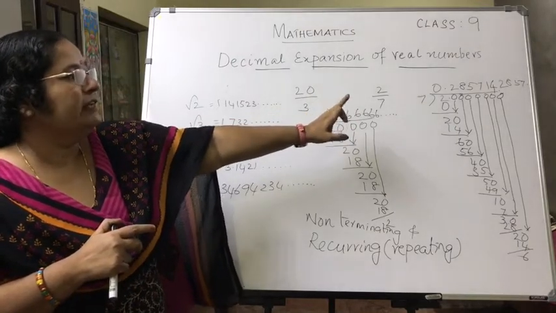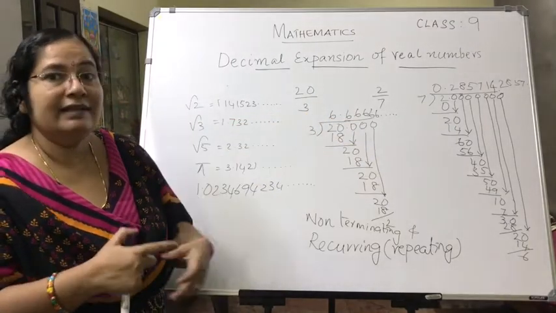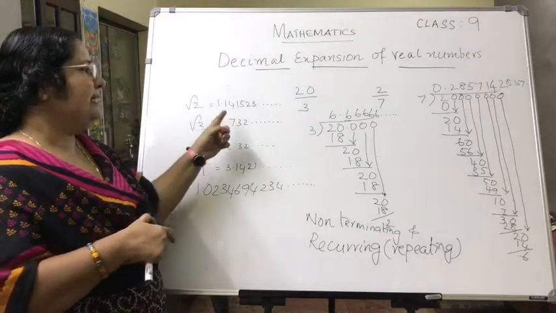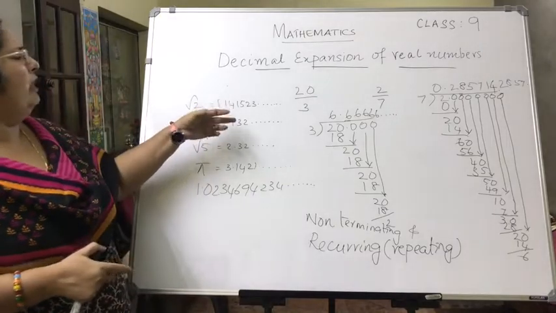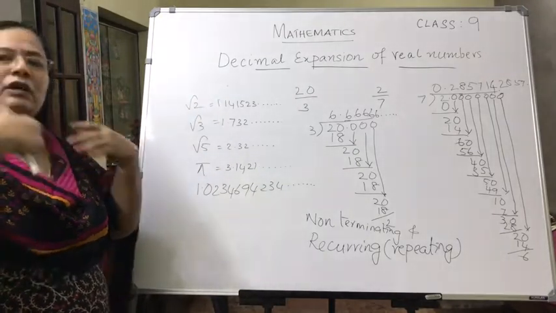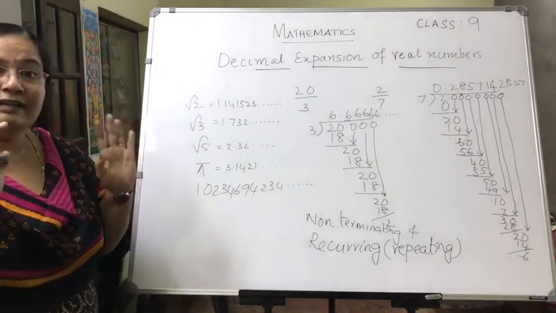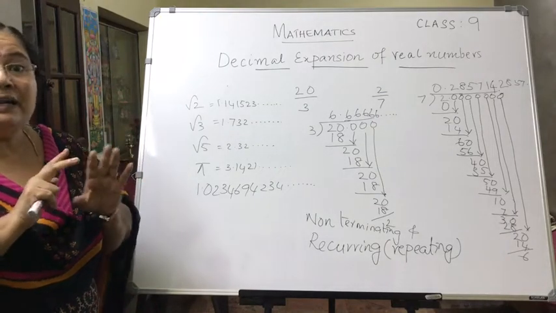0.285714, 285714, 285714. Is it like that? No. The digits are repeated but not in a particular order. See here, 1.1415233452. It will be going on. It is not terminating and it is not repeating also.